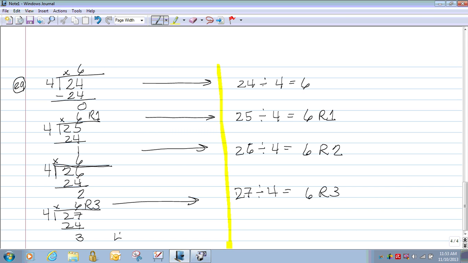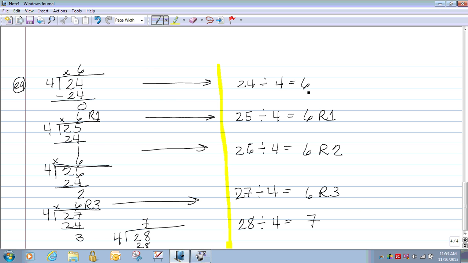And then if I have 28 divided by 4, 4 times 7 equals 28. I have a remainder of 0, so we don't need to write anything there. 28 divided by 4 equals 7. Let's look at the pattern.